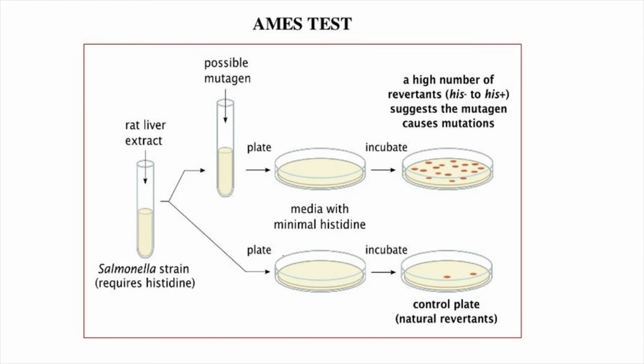So today we are going to discuss the Ames test. For the Ames test, we take a test tube and we add the tissue called rat liver extract, along with the bacteria, Salmonella.